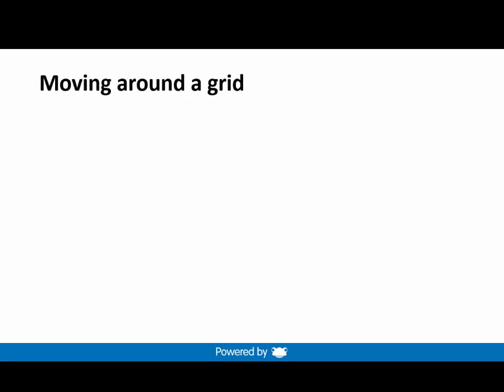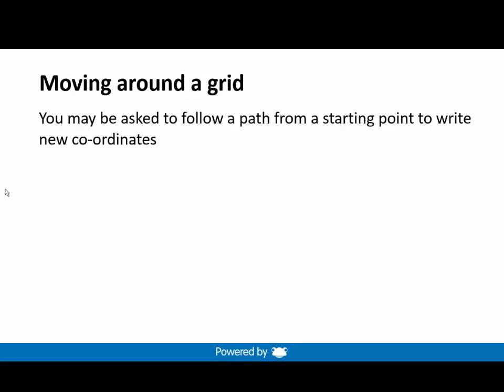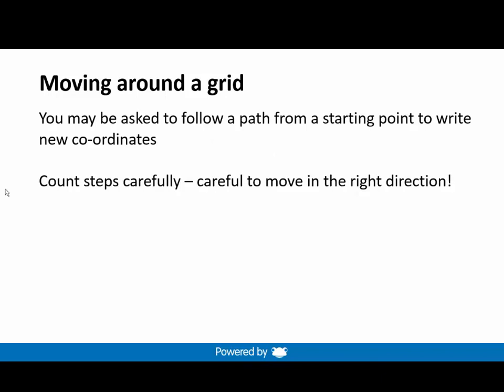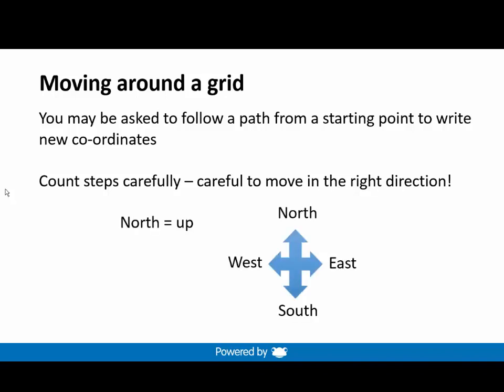Let's look at moving around a grid. You may be asked to follow a path from a starting point to write new coordinates. You need to make sure that you count your steps carefully and make sure that you move in the right direction. Think about the compass points here. When looking at a grid, north will always be up, south down, east right and west left.